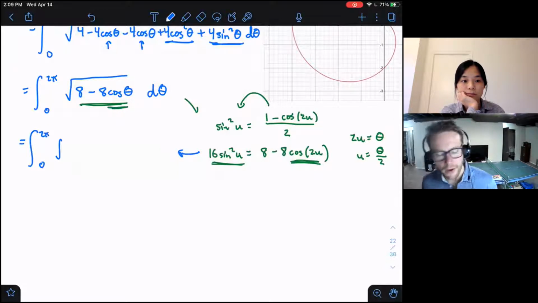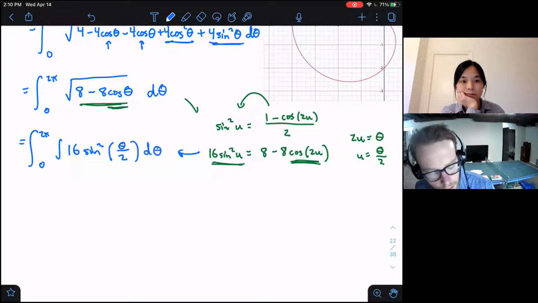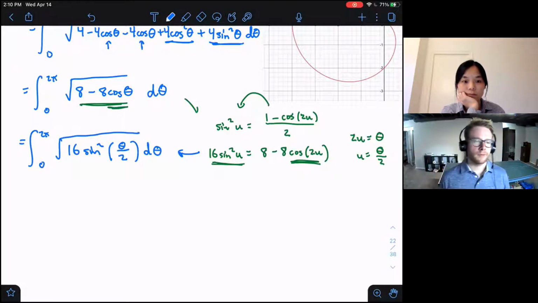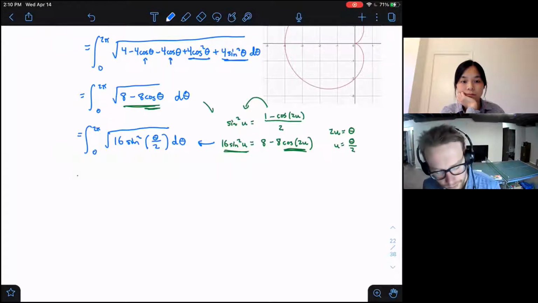And that is, we found that this 8 minus 8 cosine of theta is going to be 16 sine squared of u. And again, u is the same thing as theta divided by 2. And this is still all in my square root. All right, now we can go ahead. We have the square root of something squared, so those will nicely cancel.